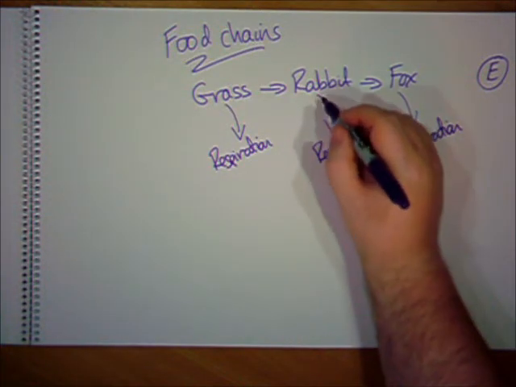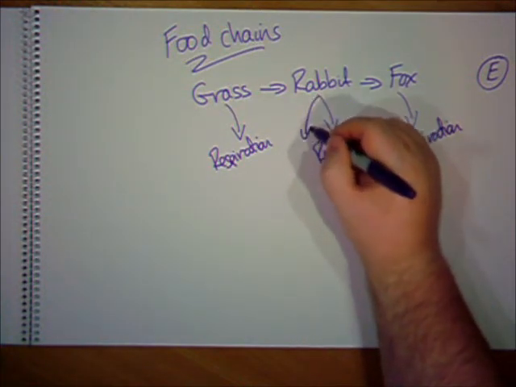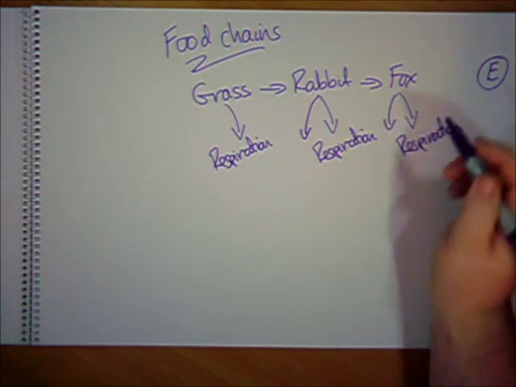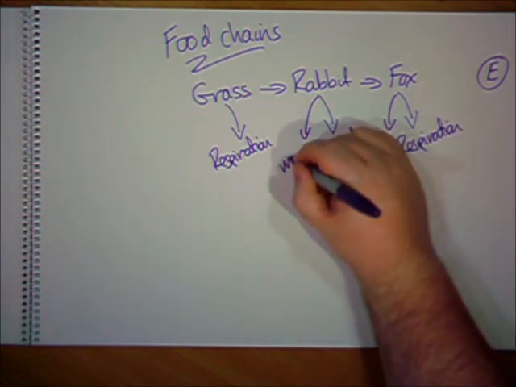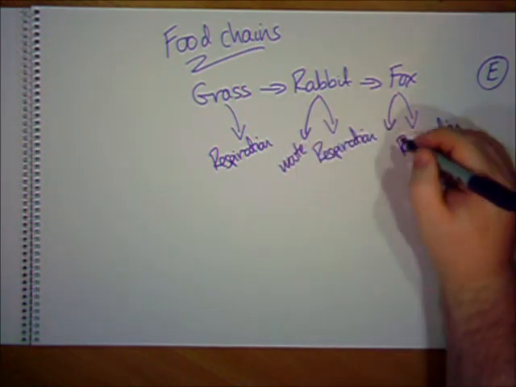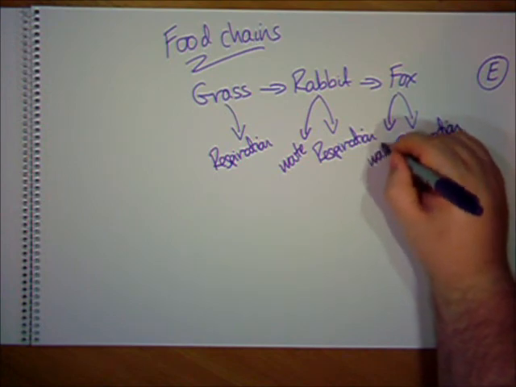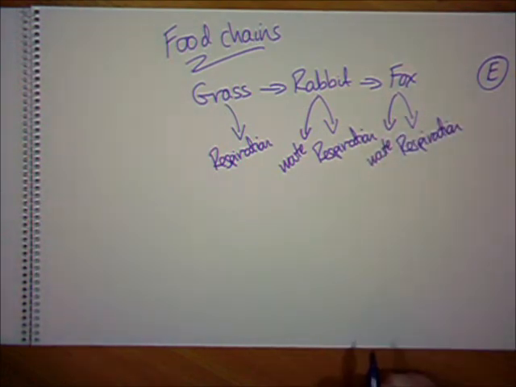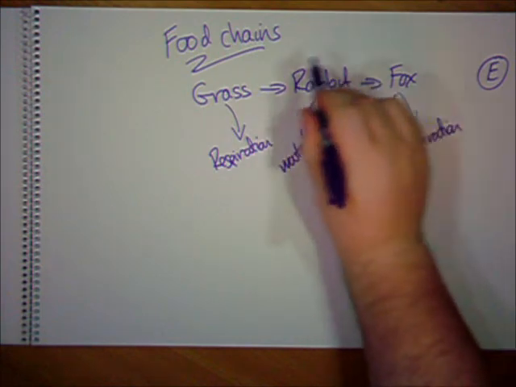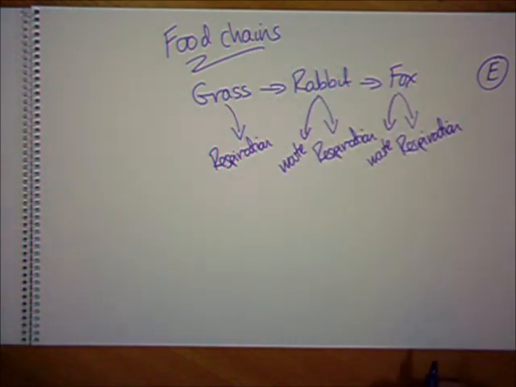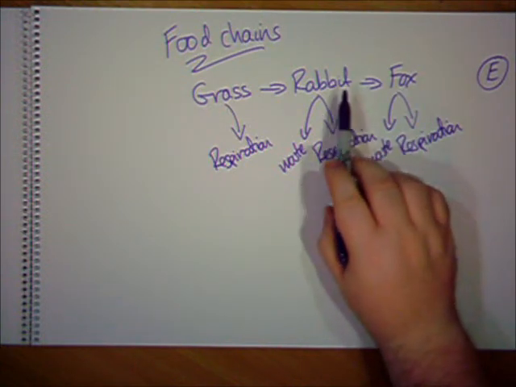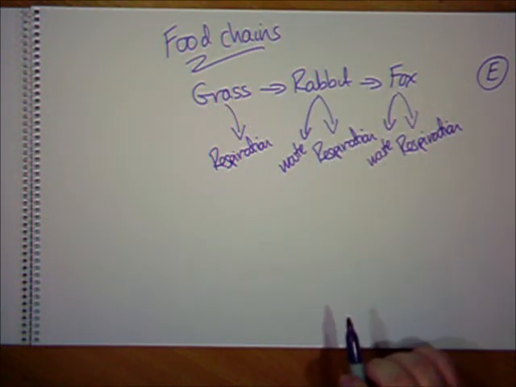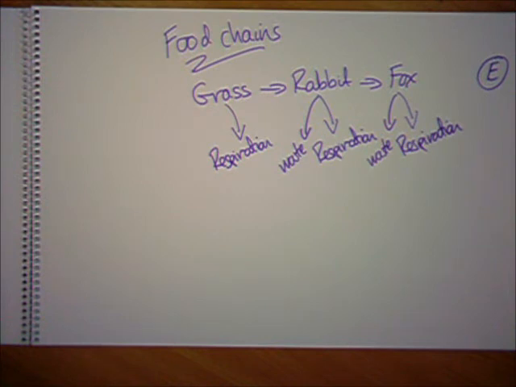But don't forget, these animals are also excreting. So quite a lot of the raw materials that they consume from the previous organism in the food chain get lost as waste. So bits of the rabbit that the fox either didn't eat or couldn't digest or whatever.